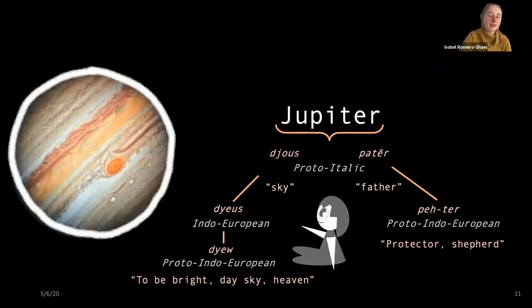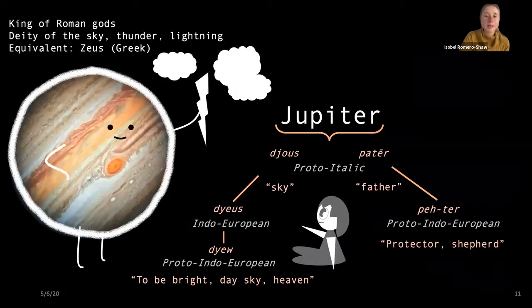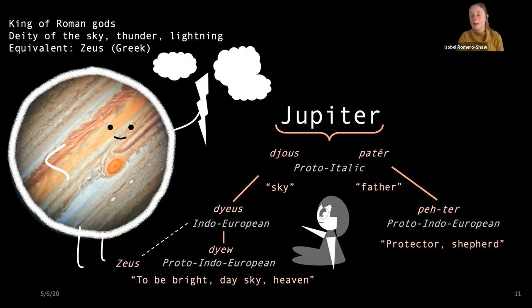So another planet that the Romans could see in the sky was Jupiter. And this was the largest planet they could see, so they named it after their king of the gods. And the equivalent Greek god to Jupiter is Zeus. And Zeus and Jupiter actually have the same Indo-European root word, meaning bright day sky or heaven. So that's the case for the first half of the word Jupiter, but the second half of the word Jupiter stems from the Proto-Italic word for father, making the whole word effectively sky father. And the word for father itself comes from the Proto-Indo-European words for protector or shepherd.